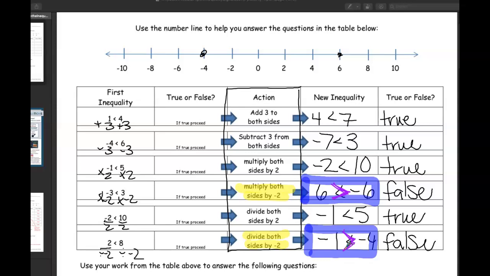So to summarize, when you multiply or divide by a negative number, you must switch the inequality sign. So you basically combine number 1 and number 2 together for number 3. So number 3, when you multiply or divide by a negative number, you must switch the inequality sign.